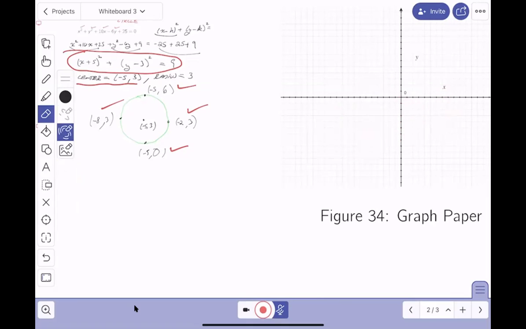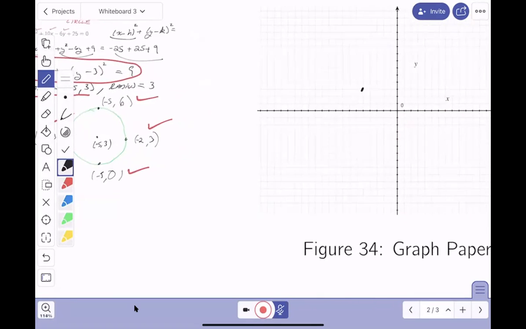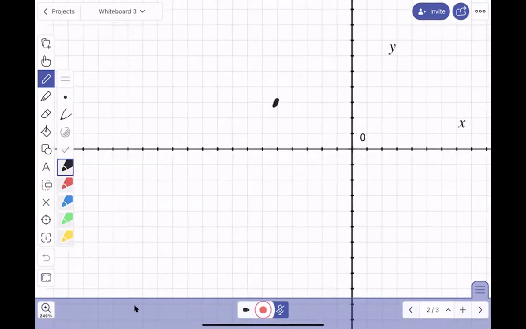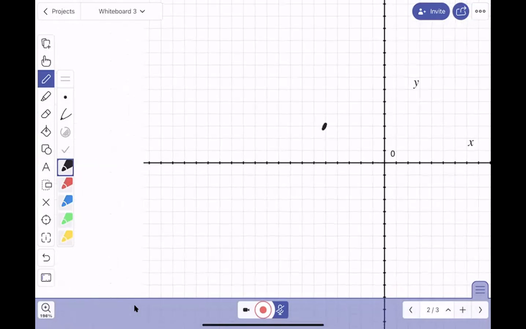So -5, 3. Let me go back to my picture. And -5, 3. I'll do this over here. 1, 2, 3, 4, 5, and then 3 up. All right. Let me go back up here. Radius of 3. And I apologize for that. Put this here. Radius of 3. I'm just counting up 3 units. 3 units to the right. 3 units to the left.